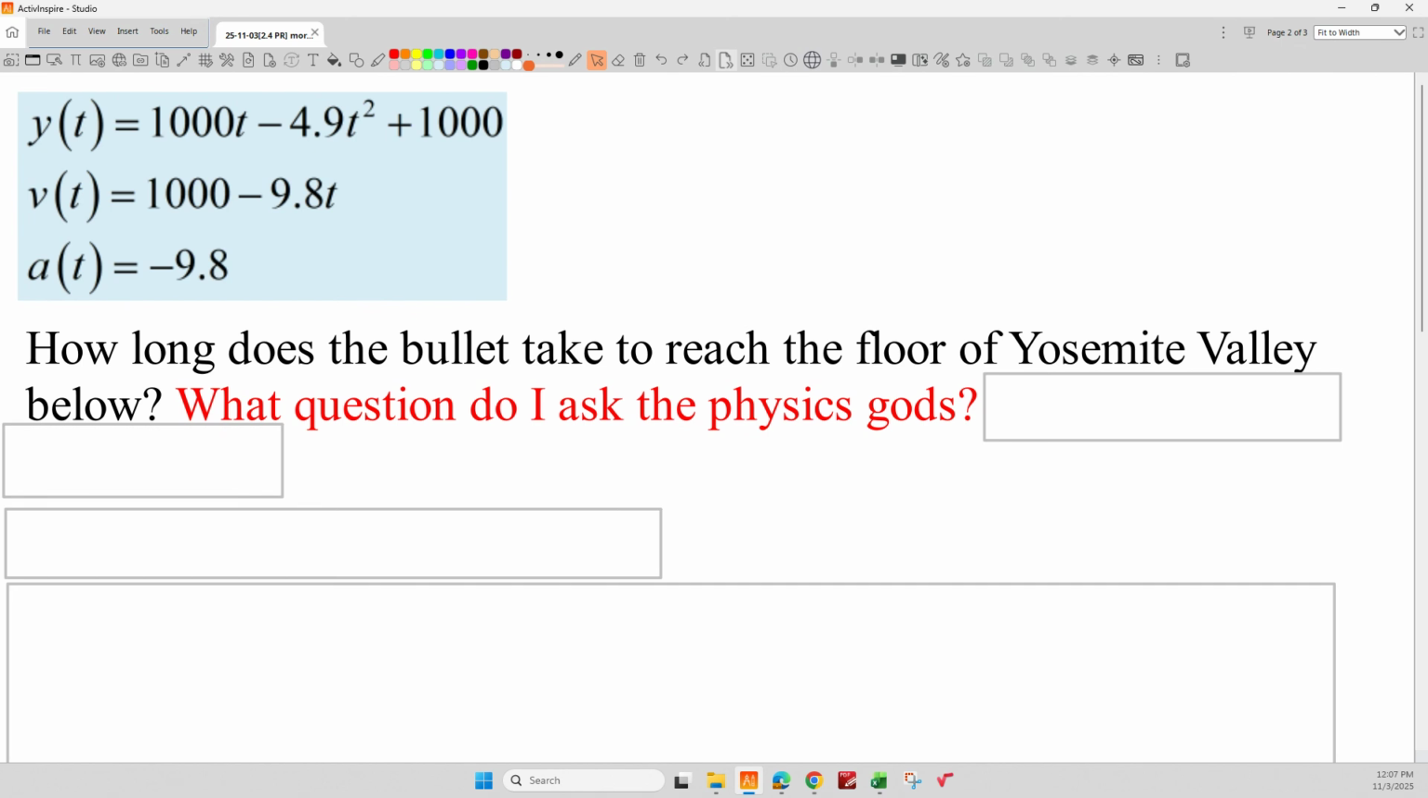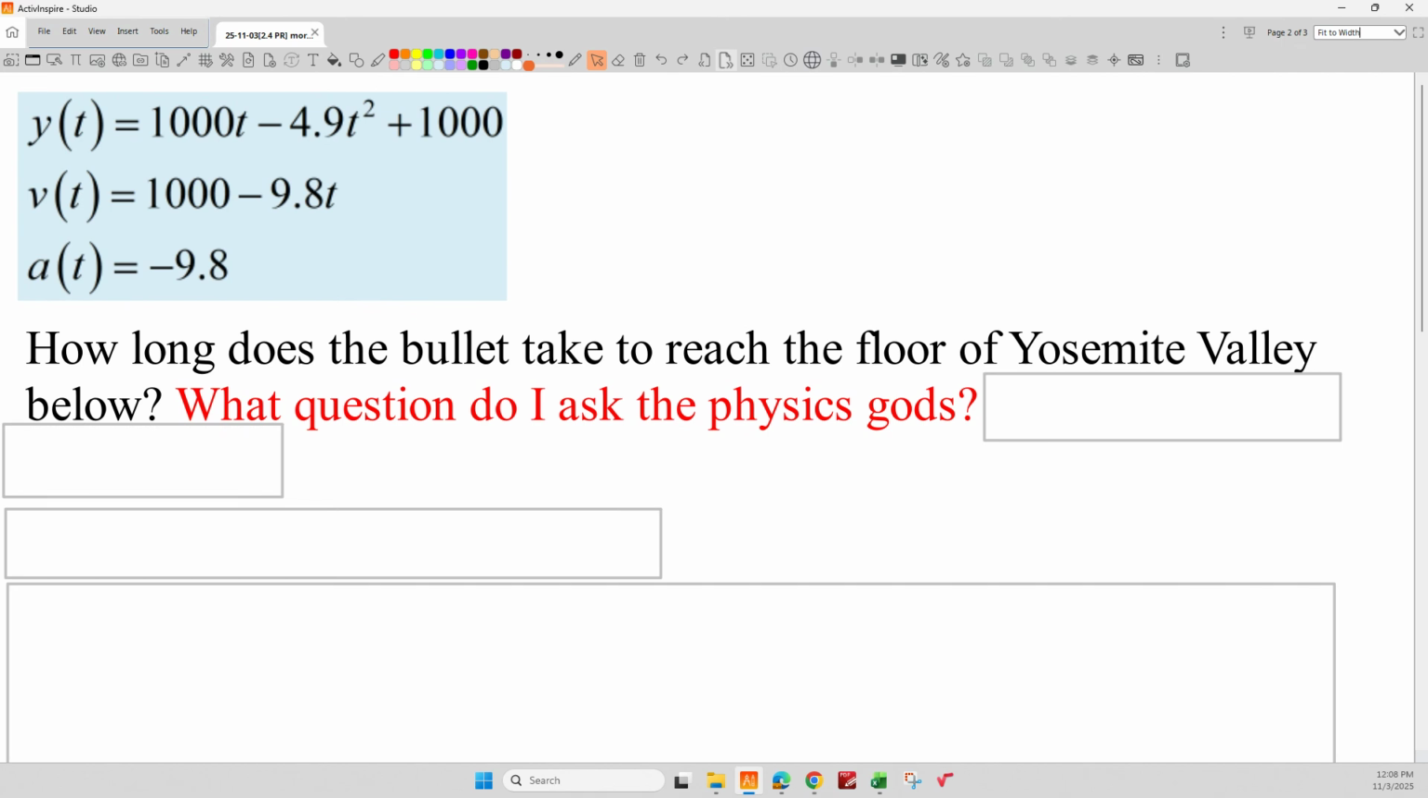How long does it take the bullet to reach the floor of Yosemite Valley? So we're solving for what variable here? Time, right. Okay, good. So we're solving for t. So again, we're really just looking for a frame number, aren't we? Or for a specific frame. We don't know the time of that frame yet. That's what we're trying to find. Well, I don't know. What's another way of identifying the frame that we're interested in here? Oh, the position. Okay, so what would the position be when it's on the floor of Yosemite?